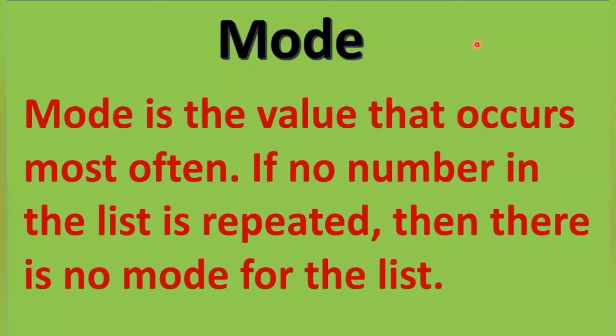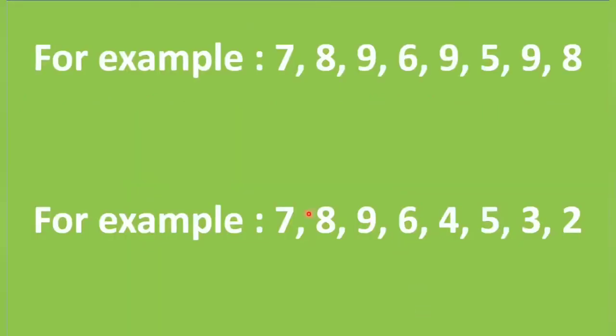So dear students, I hope you understand what median is. Yes, now we will go for mode. Mode is the value that occurs most often. If no number in the list is repeated, then there is no mode for the list. So let's go for examples. See, here there are 2 examples.